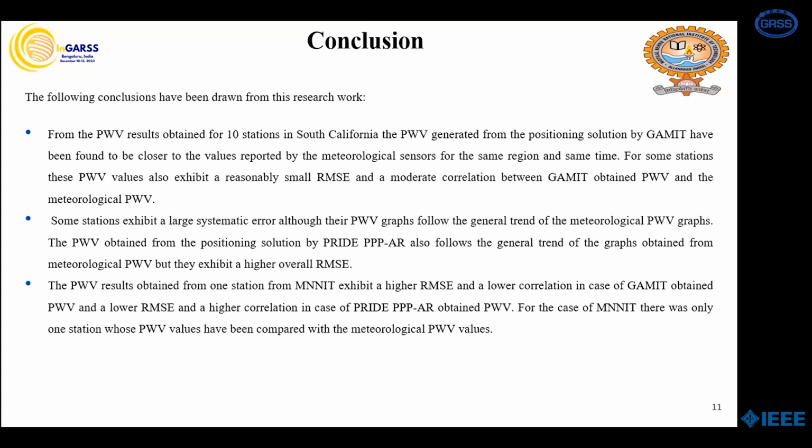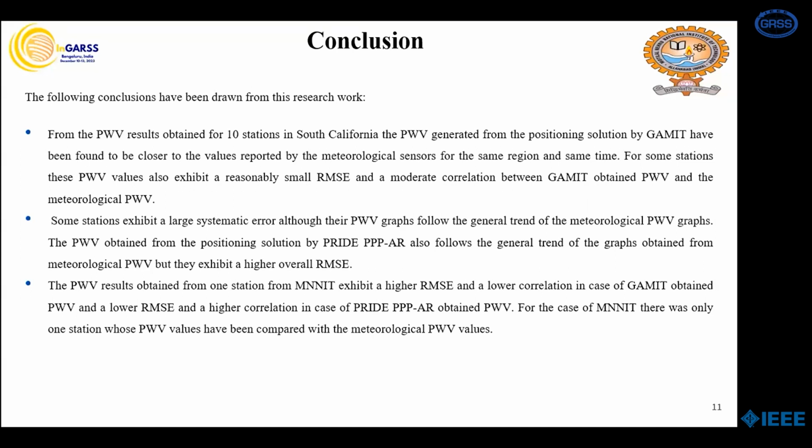Some stations exhibit a large systematic error in their PWV graph, but they follow the general trend of the meteorological PWV graph. The PW obtained from the positioning by triple PR also follows the general trend. Compared with the meteorological PWV graph, they experience a higher overall RMSE.